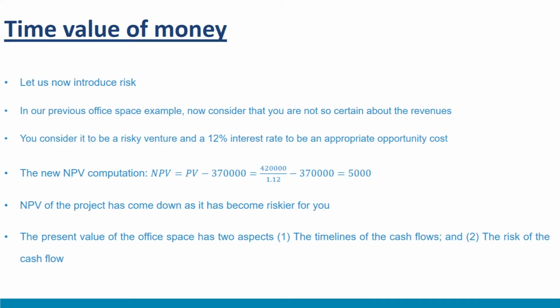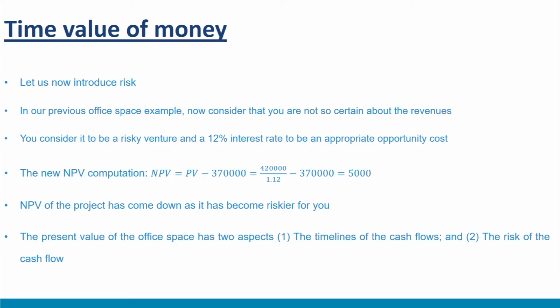The appropriate net present value NPV for this project with appropriate risk is now computed as follows. NPV equals present value PV minus $370,000, which equals 420,000 divided by 1.12 minus 370,000, which equals 5,000. Notice that your profit has come down significantly from the earlier risk-free scenario. That also means that the NPV of the project has come down as it has become riskier for you. Its contribution to your overall wealth has come down and has become much less than it was earlier.